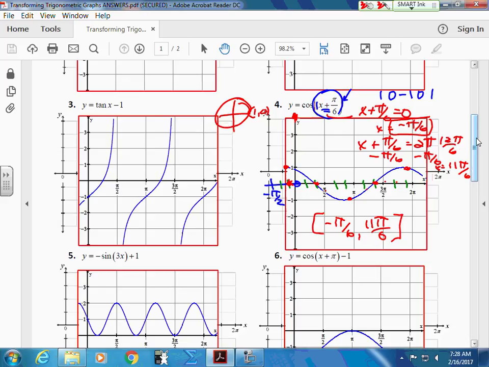If this was a 2, it's going to change your phase shift. Not only will it change your phase shift, but it will change your frequency as well. Then it won't be every 90. It will be every 45. And it would change your phase shift as well. I won't throw that one in there.